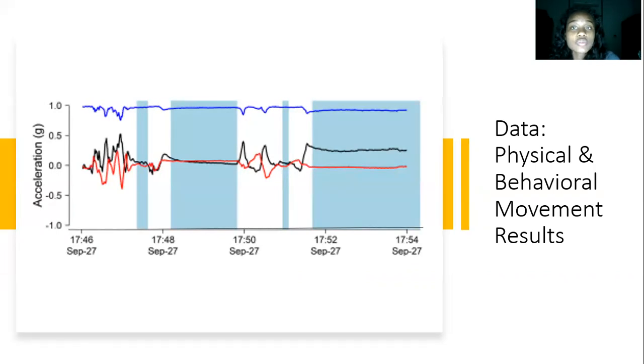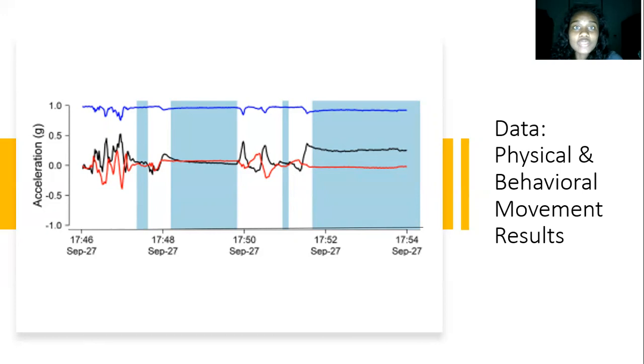One more thing to note from this graph is the blue sections, which highlight periods of non-movement, and the white sections, which highlight periods of movement. Now that we know what we're looking at, what does this mean? The scientists wanted to evaluate physical movement of the ADL versus behavioral movement of the snake.